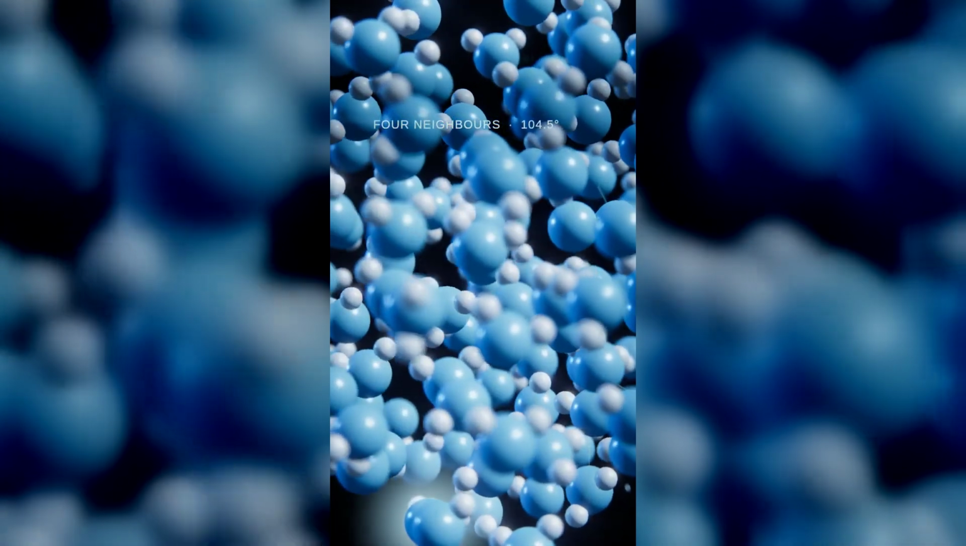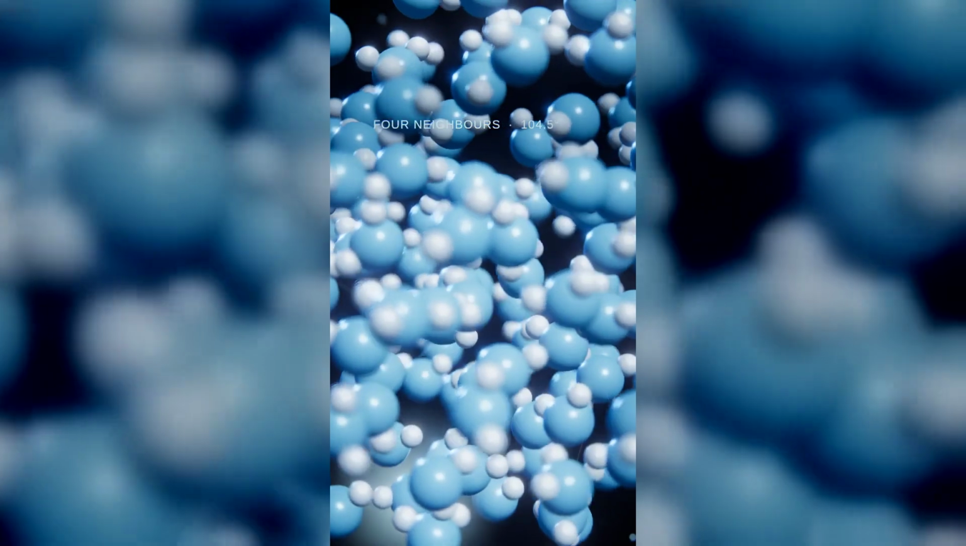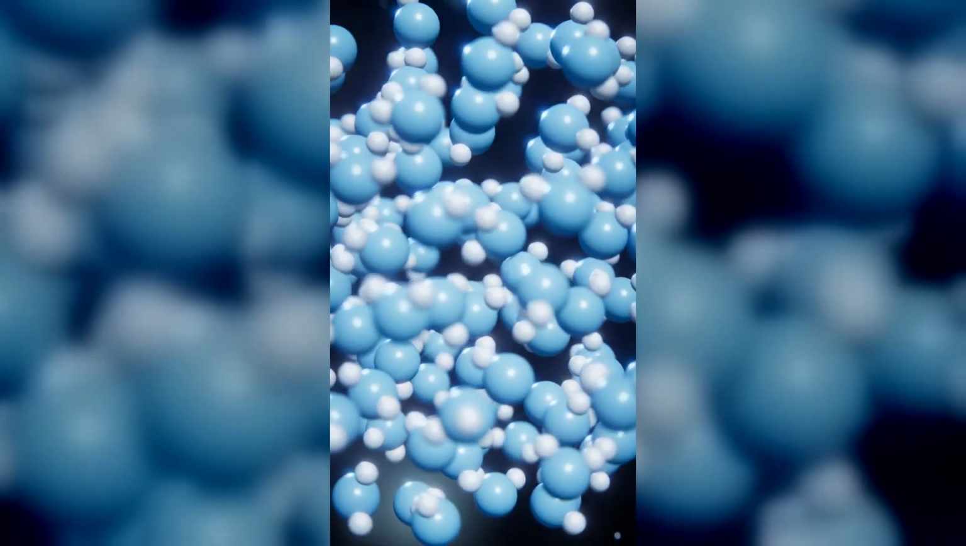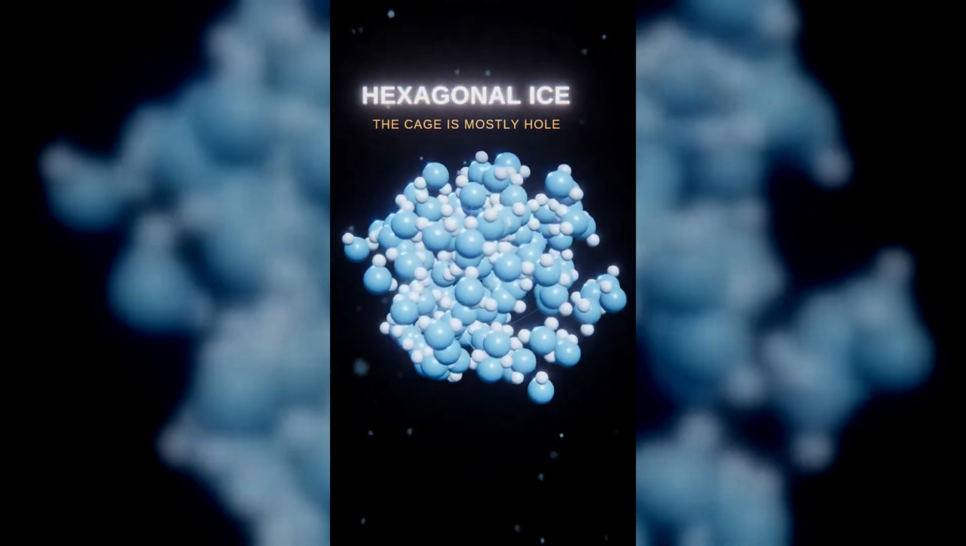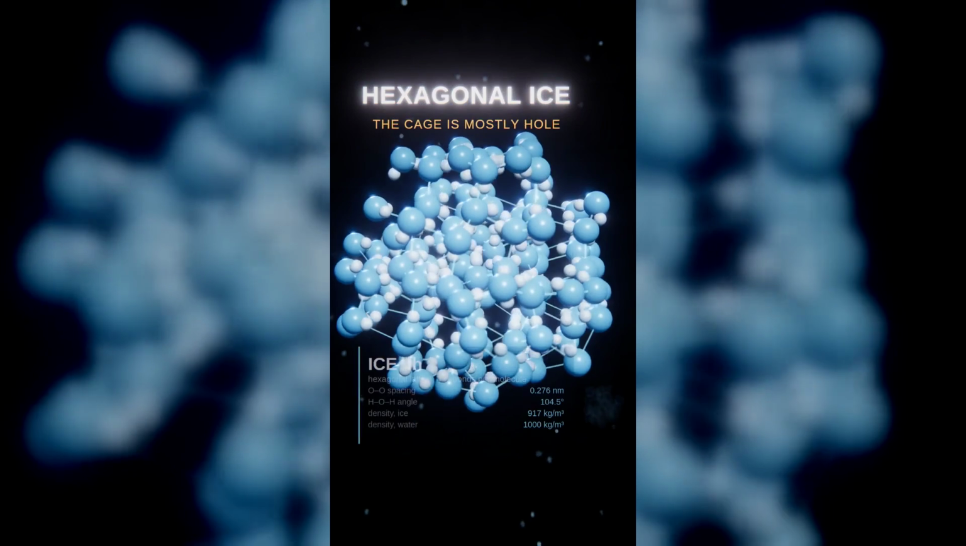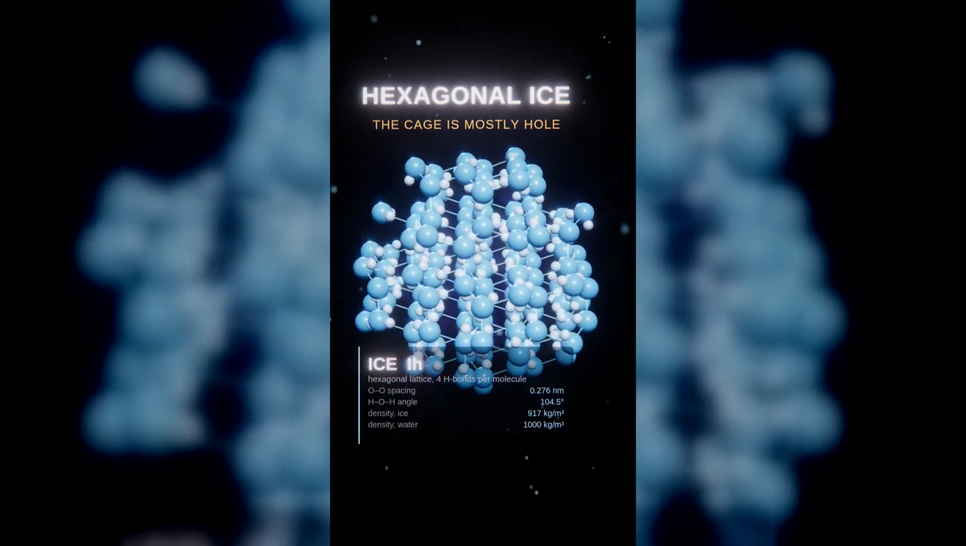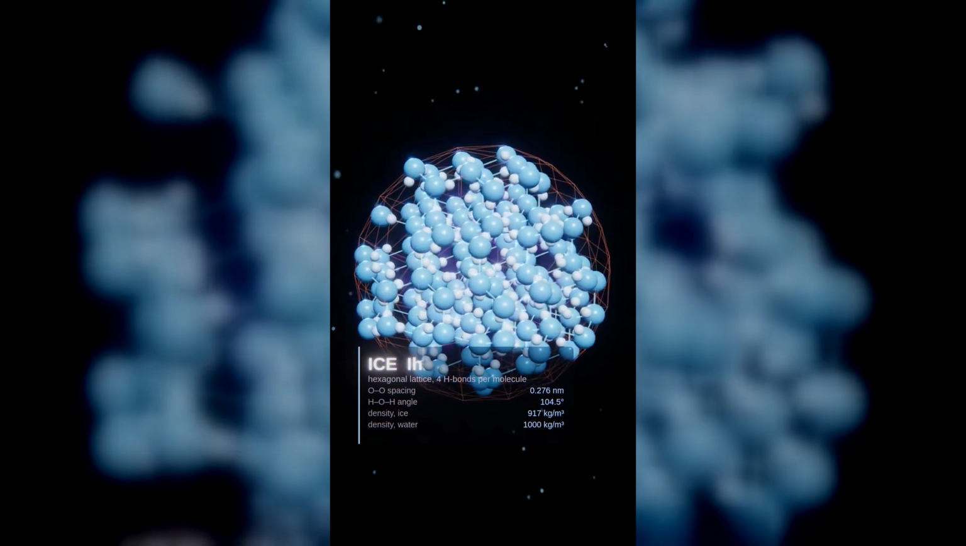Cooled enough, the jostling stops obeying the crowd and starts obeying the bonds. The molecules lock into a hexagonal cage. That cage is mostly hollow. The same molecules now fill more space, so ice is about 9% less dense than the water it came from.